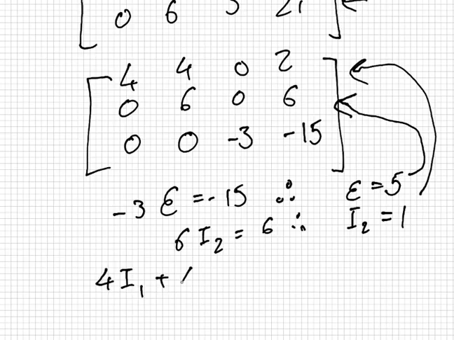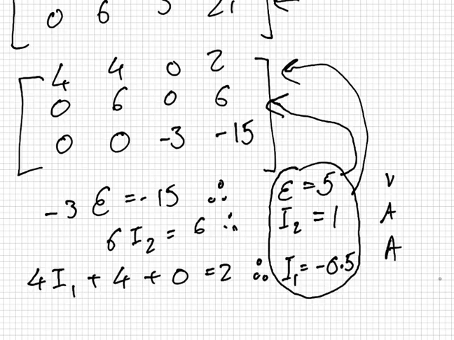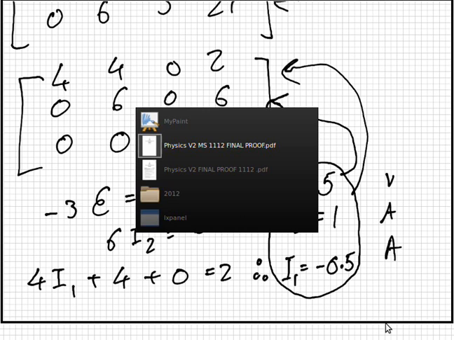4I1 plus 4I2 plus 0 equals 2. So therefore, 2 minus 4 is minus 2, divided by 4. Minus 1 Yeah, it's minus a half, isn't it? E is 5, I2 is 1, and I1 is minus a half. Volts, amps, amps. They're the three answers. How many marks for these three answers? Look at the marking scheme of the exam. 8 marks. Let's just check if that's right.